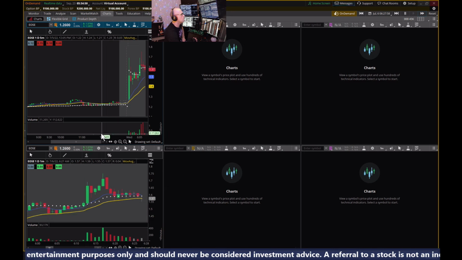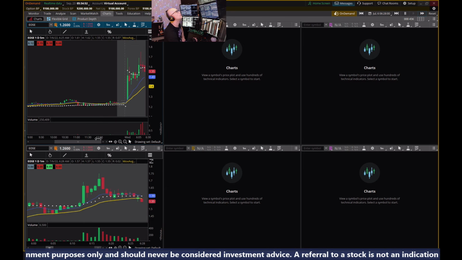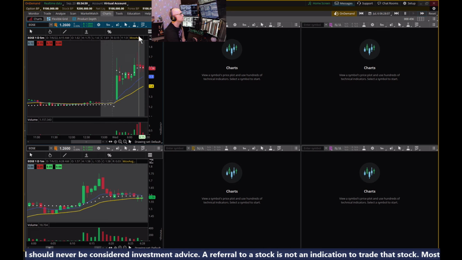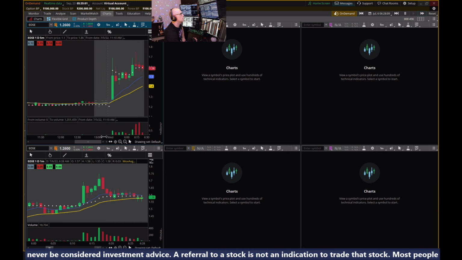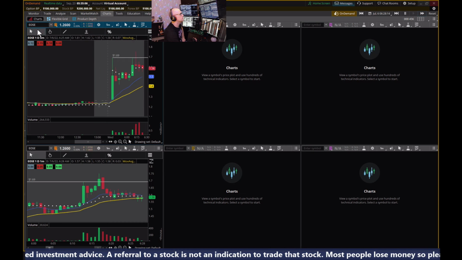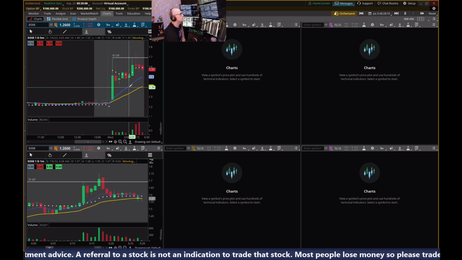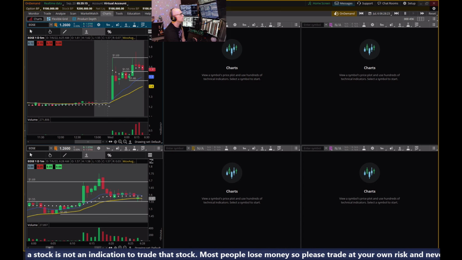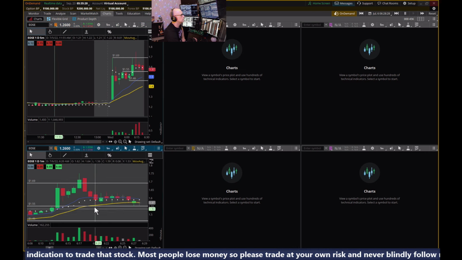EOSE. Big ugly red upper wick right here, where it tried to break out over $1.70. This stock is a little cheaper than what I normally would like to trade, but I'm going to watch it anyways. There's a pivot right here, and that's what we're testing at the moment. Can we hold that pivot?